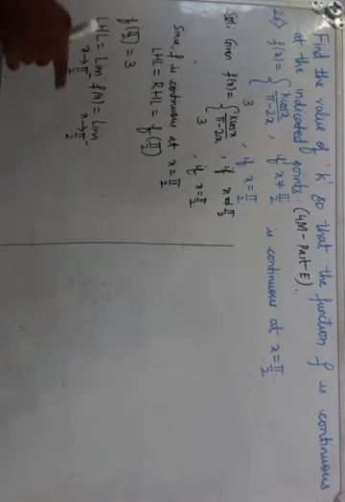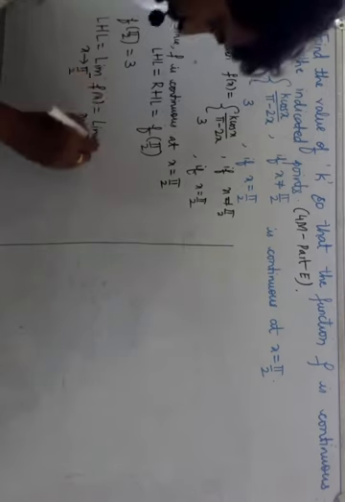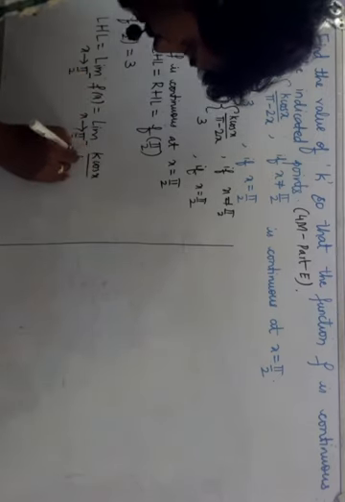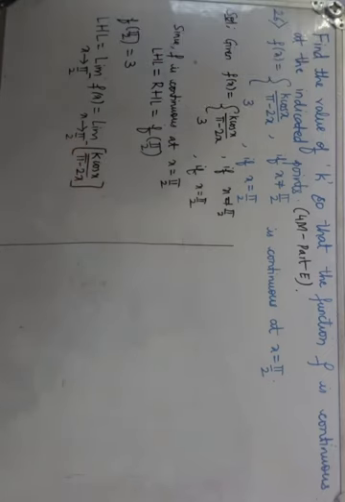Not equal to pi by 2 is the first branch. So f of x will be k cos x divided by pi minus 2x. We have to calculate this limit.